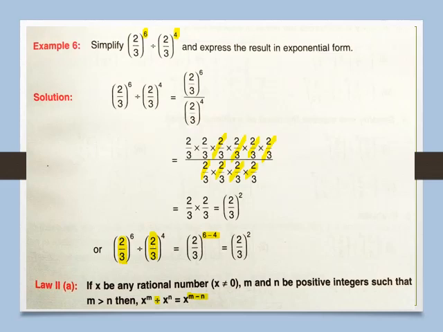From this we can make the conclusion and come to the second law of exponents, that is, if x is any rational number and x not equal to 0, and m and n are positive integers such that m is greater than n, then x raised to m divided by x raised to n equals x raised to m minus n. When the division sign is there, we have to subtract the powers.